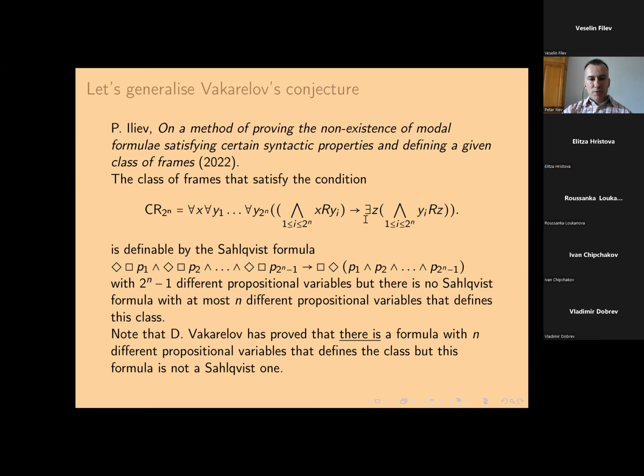Keep in mind, however, that you have a Sulkvist formula with 2 to the power of n minus 1 different propositional variables, and you have a formula that is not Sulkvist with just n variables that define this property. But you don't have a Sulkvist formula with n variables that define this property. But this was the main result of my last paper.